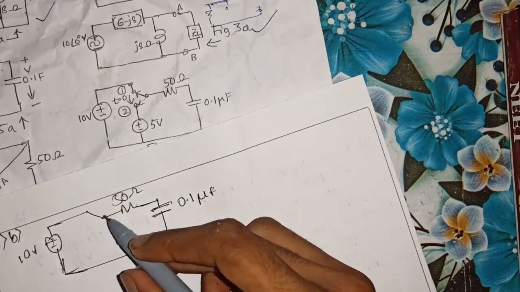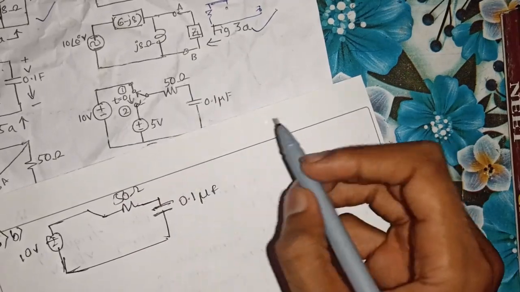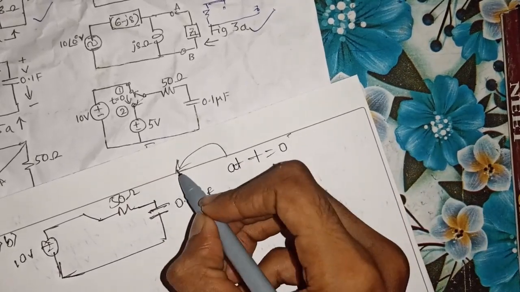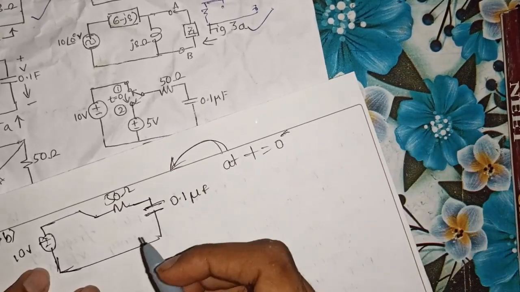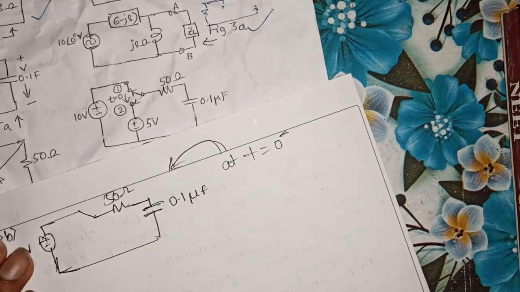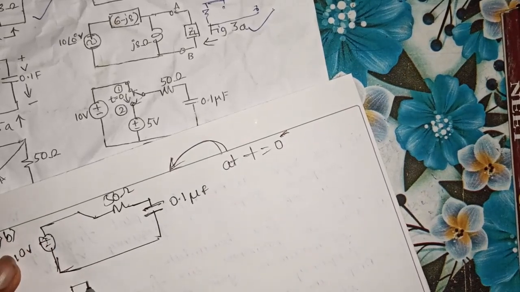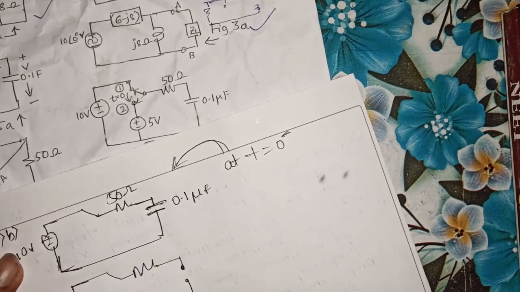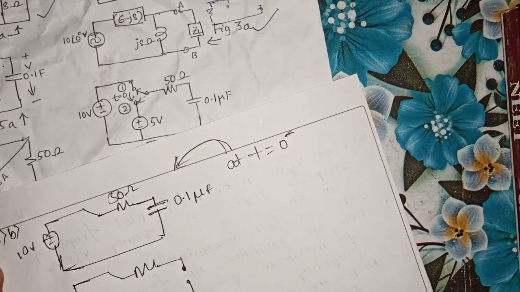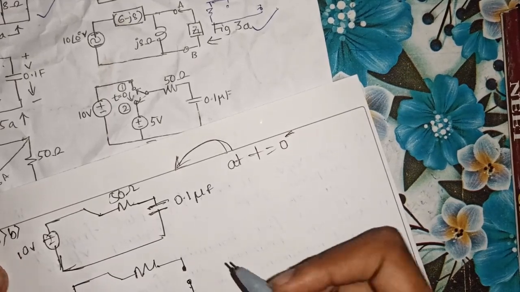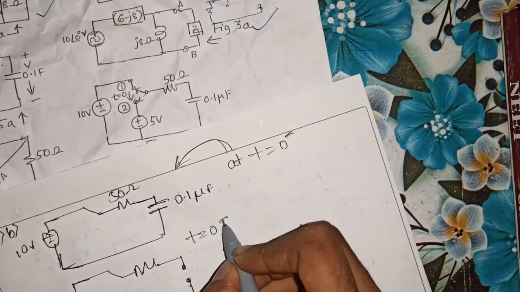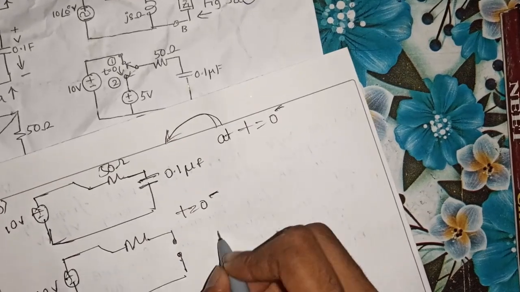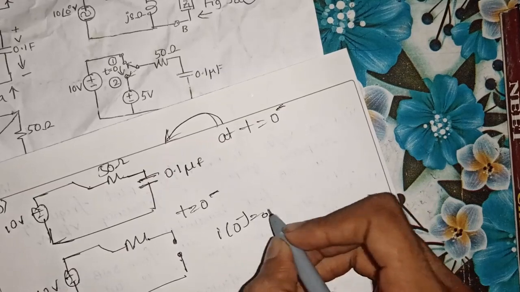Since the switch has been closed for a very long time, at t equal to 0 minus, where the network has been drawn, the capacitor acts as an open circuit. Since it acts as an open circuit, there will be no current flowing, I equals 0.